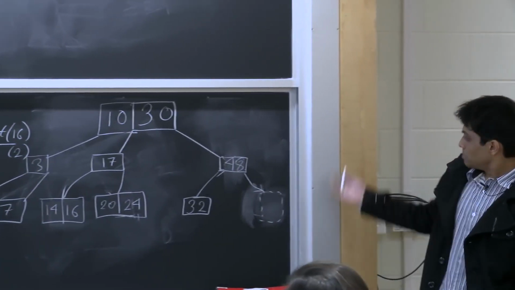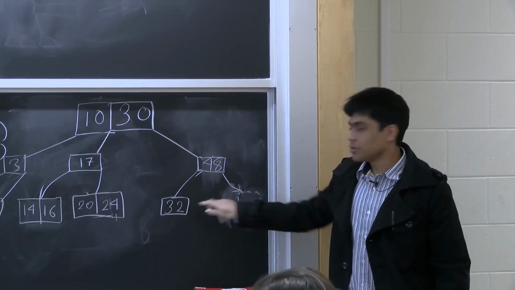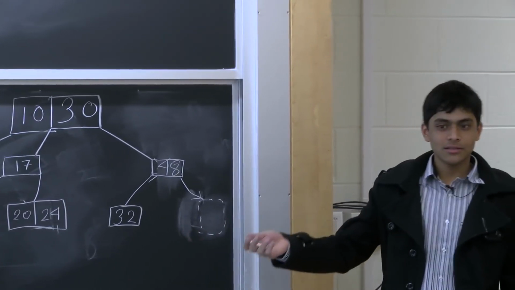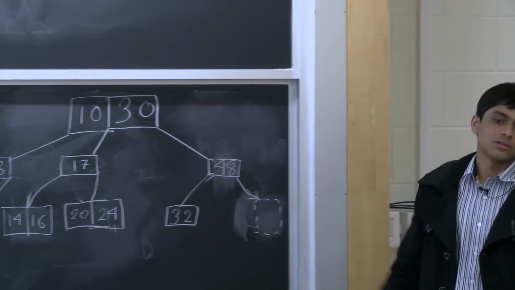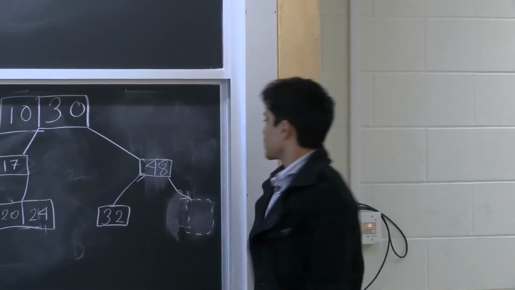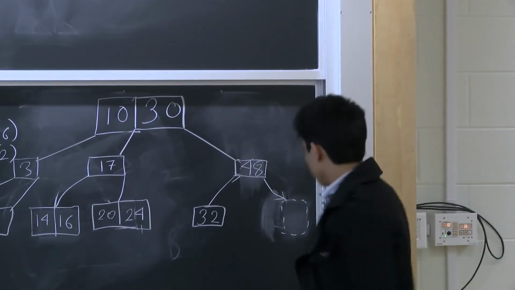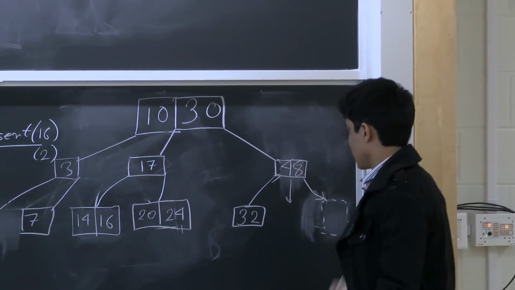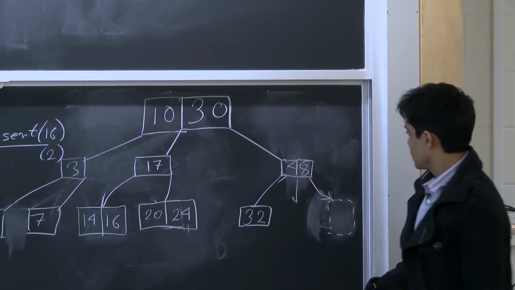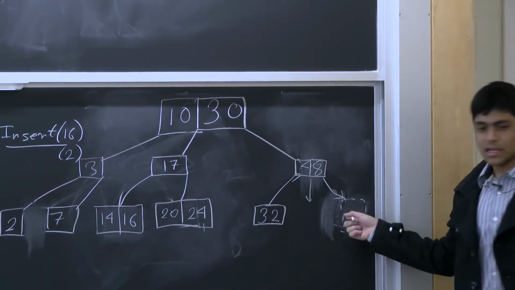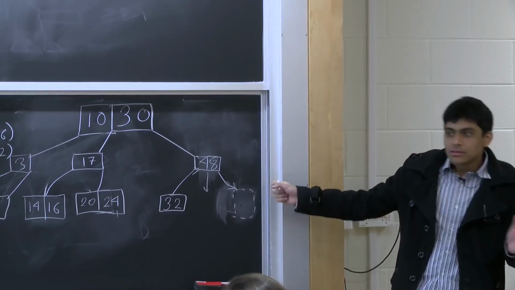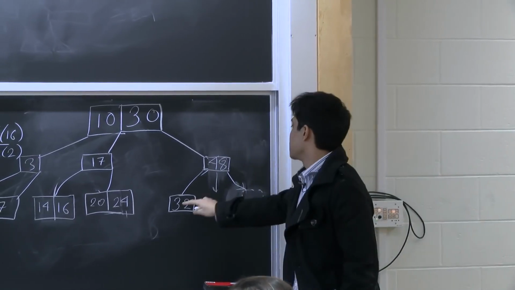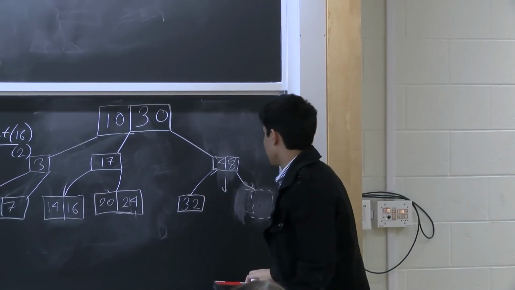Okay. So can you rotate? Yes? No. No, right? Because the sibling is barely full. So what can you do? Well, you merge. And how do you merge? You move the 48 down and you combine everything. This is kind of hard to understand, but this is like a 0 element node. So when you merge, you have 32, 48, and nothing. So it's just 32 and 48.